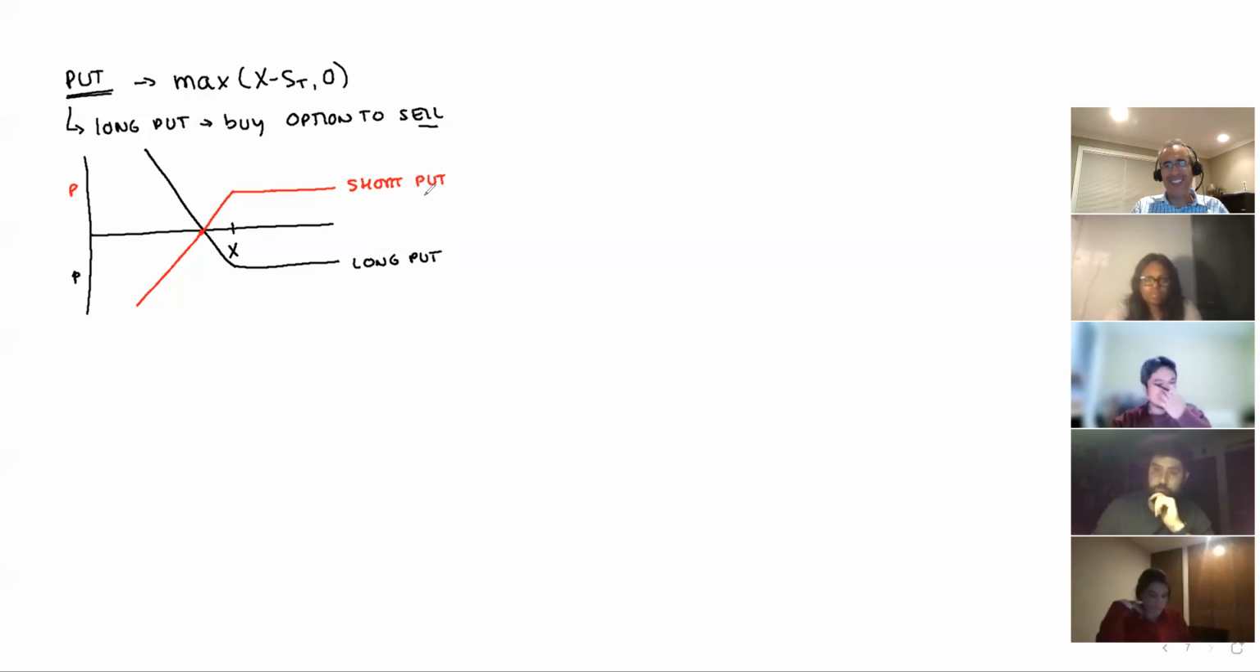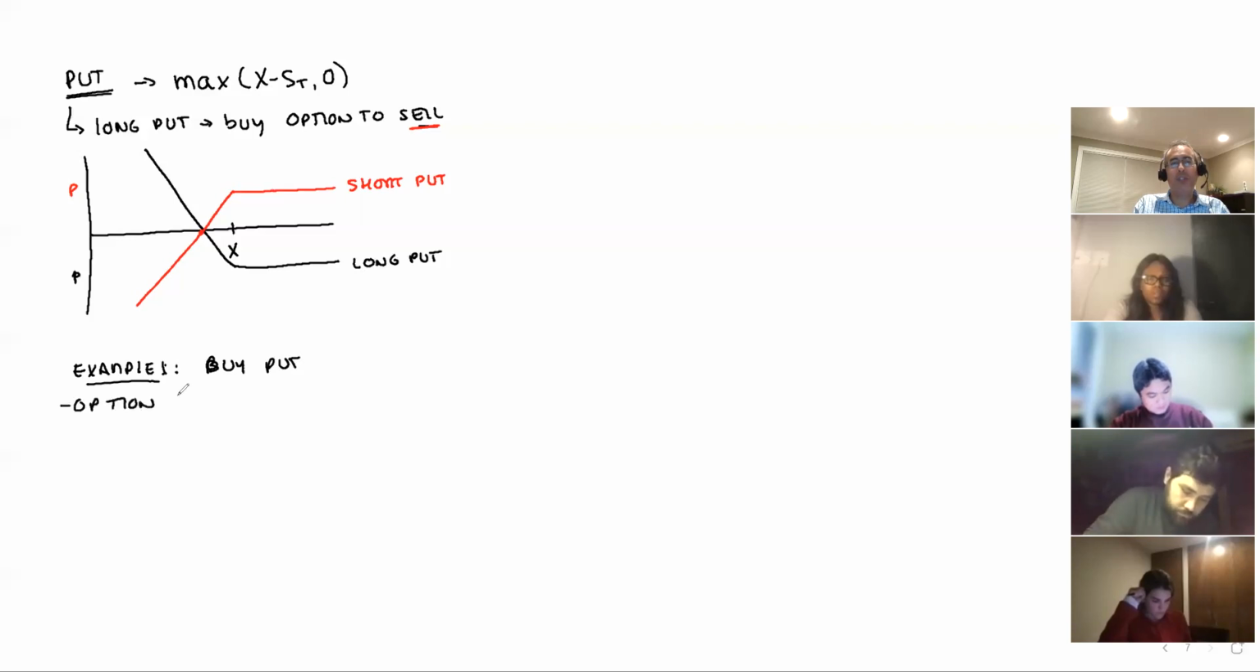Yes, let me review. Let me go back to it. Yes, you have the option to sell. So imagine that, let's do one example. Okay, let's do example one. You have the option to sell, so you buy a put. So this implies you buy an option to sell. Let's assume that X equals 12. Got it? So you're going to sell at 12.